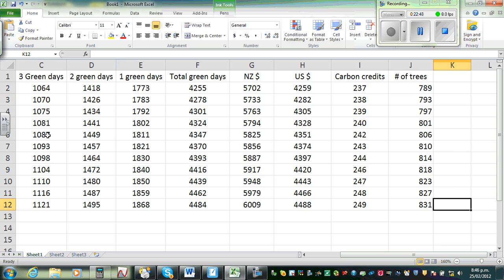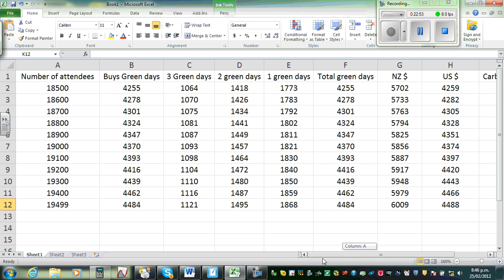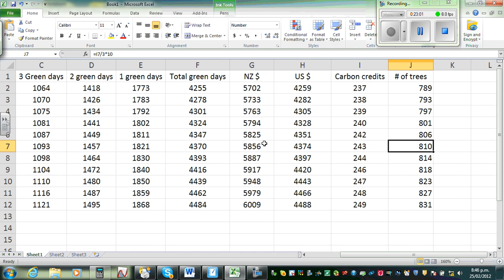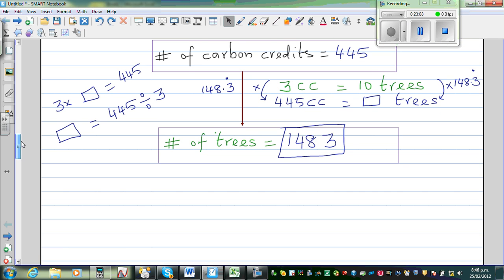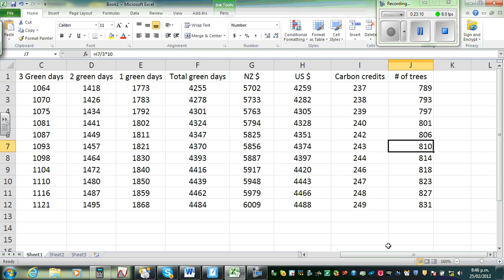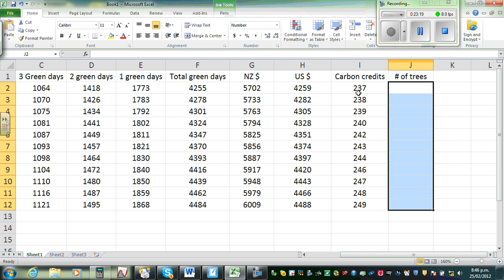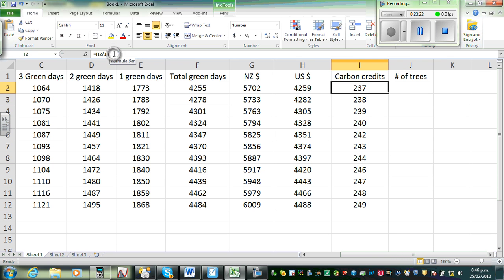And for 19,000, what was the number? Okay, so let me scroll back. 19,000. So let me show 19,810. Okay, so what was the answer that we got? I think I've done some mistake. The total number of trees is probably not right. Okay, so this is how you can do it. So don't worry about this. This is carbon credit, yeah. So I think it's divided by 18.